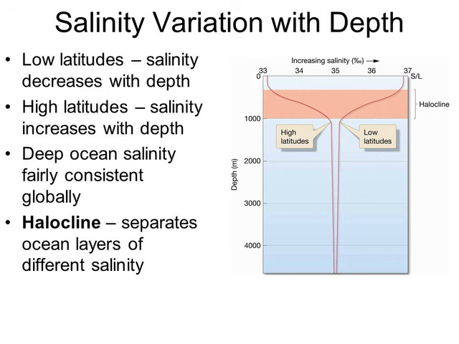And so you can see at the high latitudes in the polar regions, it goes from low salinity to high salinity, and the area where there's a rapid change, that's where you have your halocline.